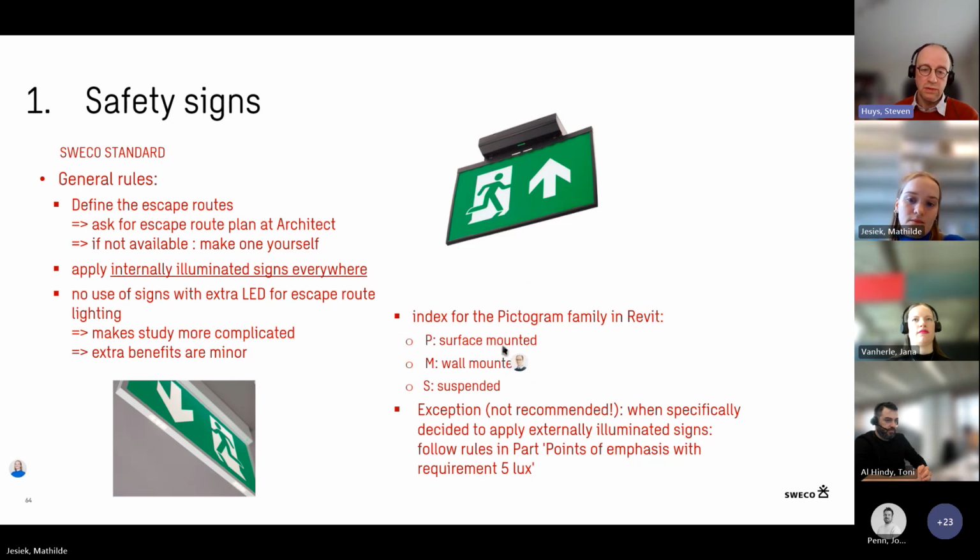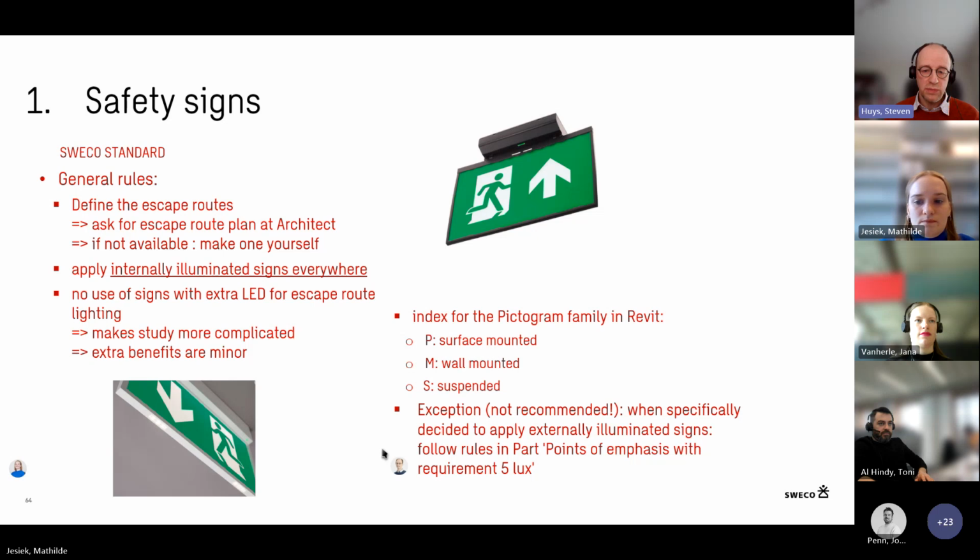Then maybe for modeling in Revit, we should use an index at the Revit families to make sure it's clear what the mounting is. So P for surface mounting, M for wall mounting, S for suspended mounting. I think maybe the VK colleagues are using a different way, so I leave it open for them to use another way for the moment.